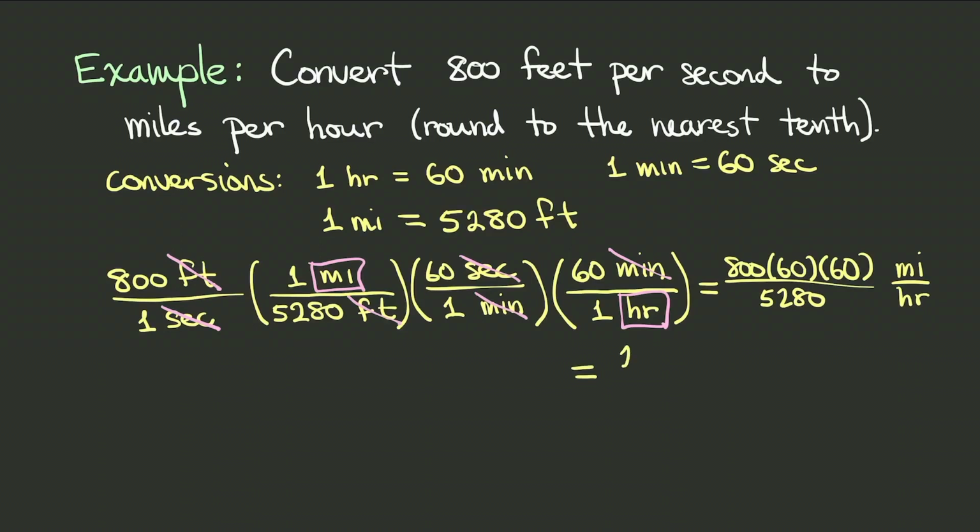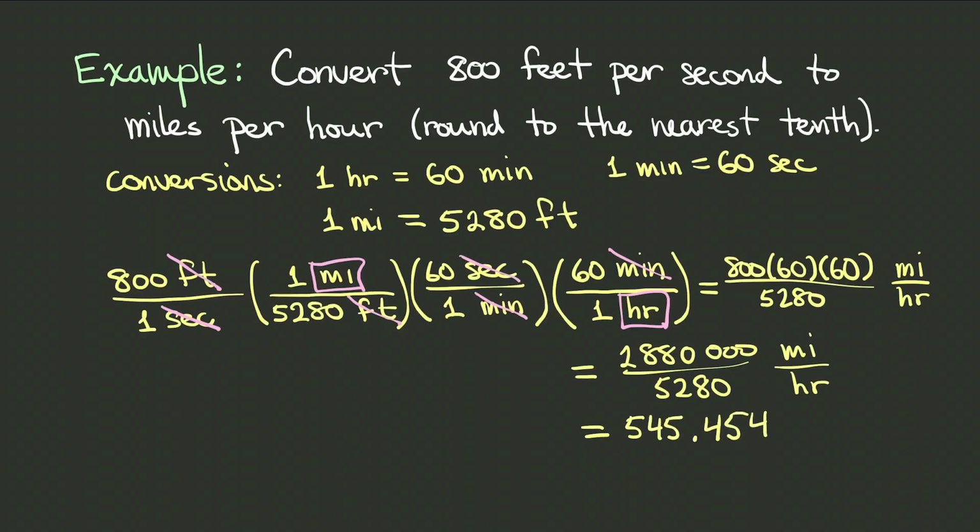So this is going to be 48,000 divided by 5,280 miles per hour. And we're told to round to the nearest tenth. So let's write what this is as a decimal. We get 545.4545 and so on. But we want to round to 1 decimal place right here. So we'll look at the next one. That's a 5. Anything 5 or above, we're going to round up. So we're going to get 545.5 miles per hour.